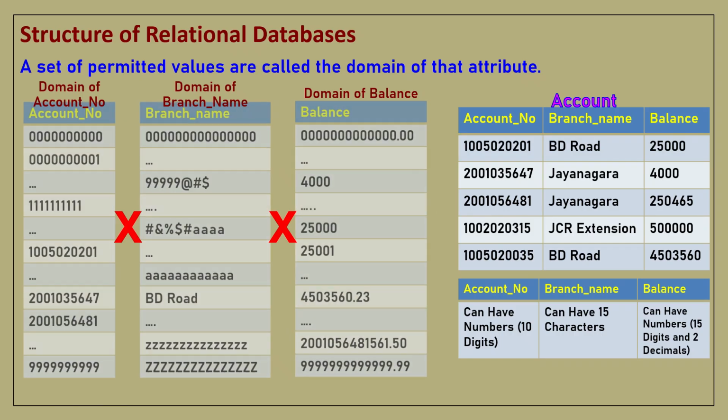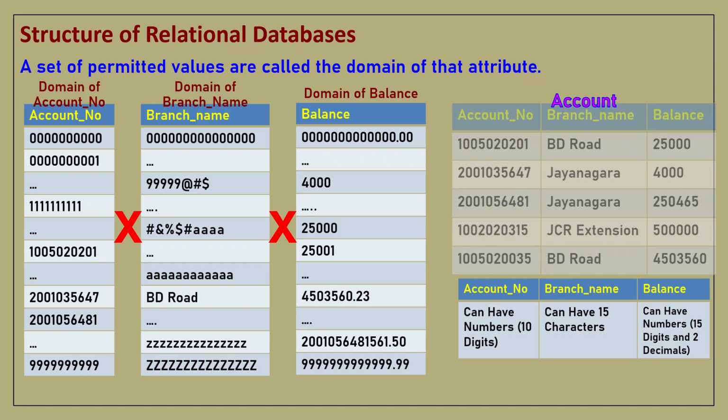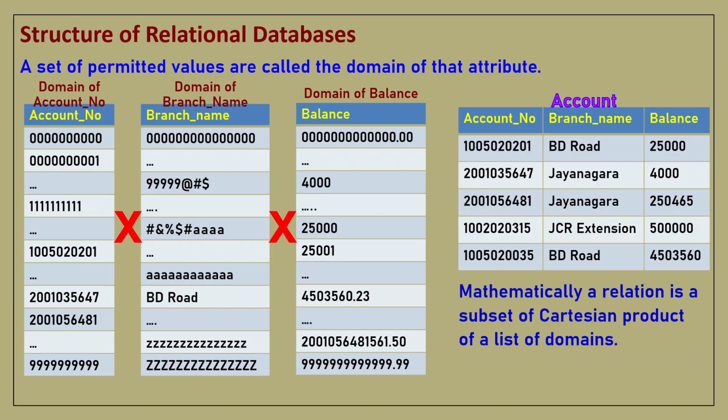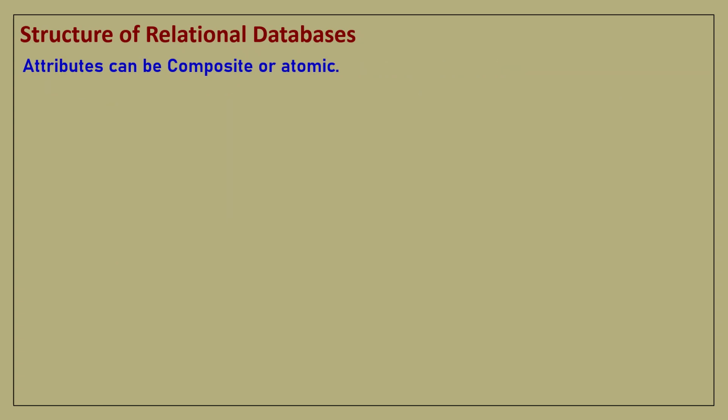A row of the table can be derived from the combination of these domains. So the cross product of all these domains is the set of all possible rows in a table. Mathematically, a relation is a subset of the Cartesian product of a list of domains. That is why we use the term relation to indicate a table. Attributes can be composite or atomic.